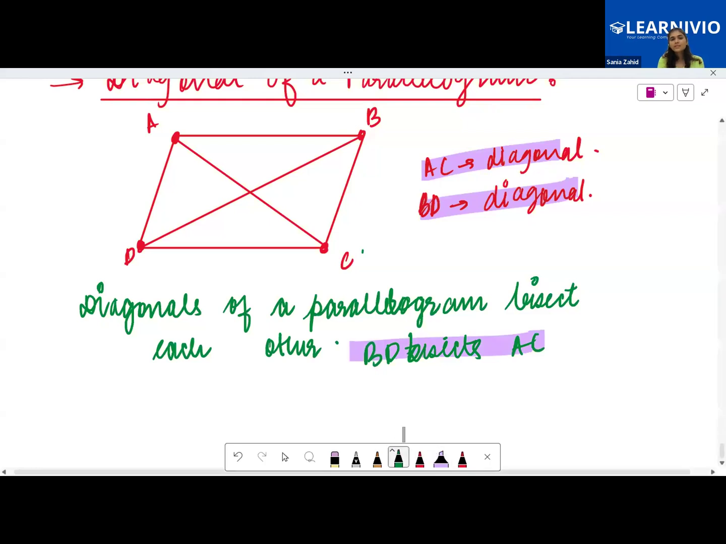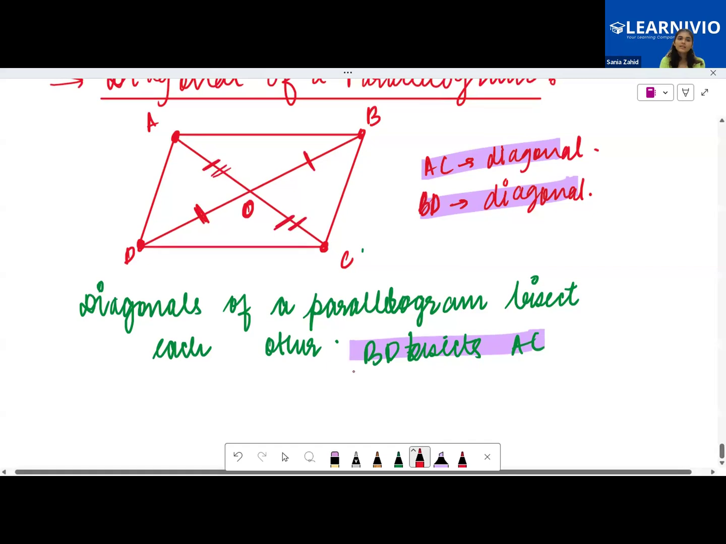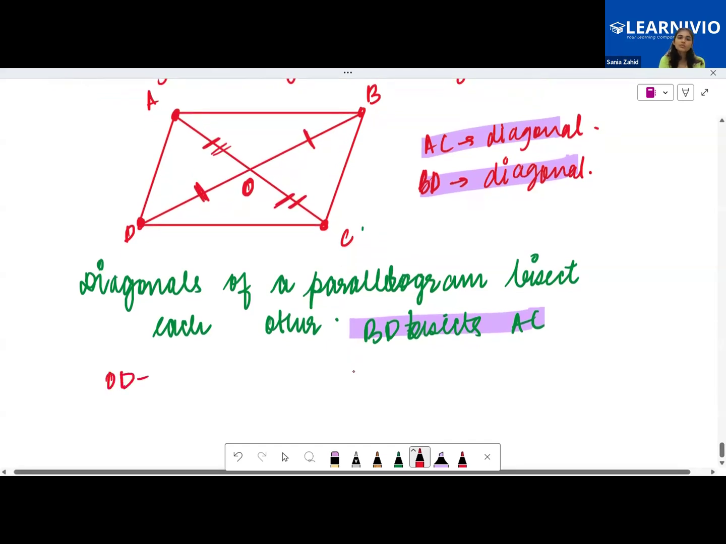Now, what does bisecting mean? Let's consider that this is the midpoint, O. If BD is bisecting AC, that means this line is equal to this line and this line is equal to this line. That means OD is equal to OB and OA is equal to OC. Clear? Yes, ma'am.